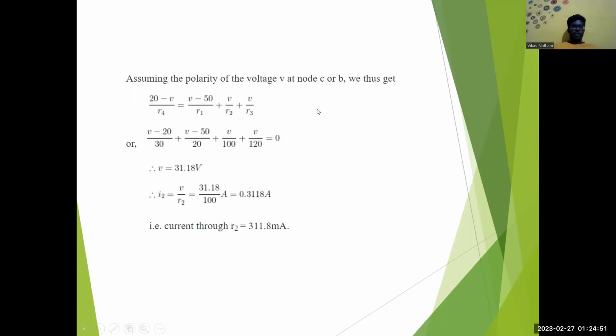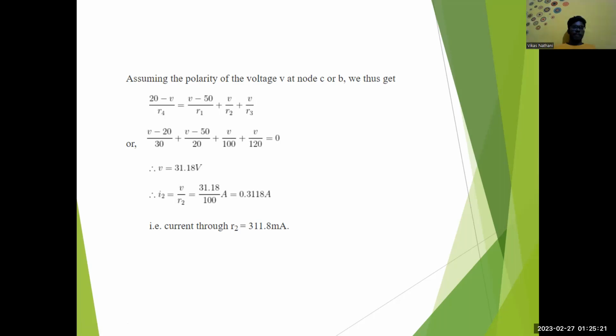the polarity of voltages V at node C or B, we get (20 minus V) by R4 equal to (V minus 50) by R1 plus V by R2 plus V by R3, or (V minus 20) by 30 plus (V minus 50) by 20 plus V by 100 plus V by 120 equals 0. So solving this equation, we'll be getting V.